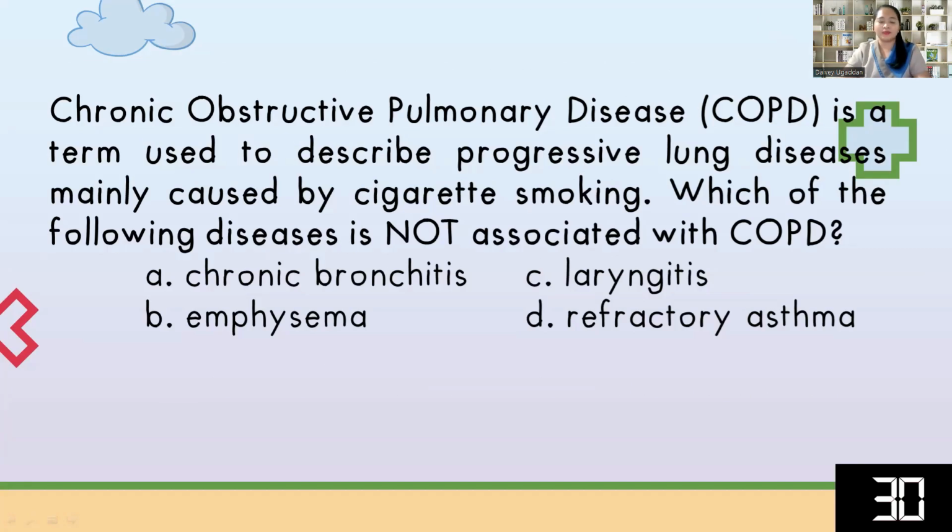Question number 18. Chronic obstructive pulmonary disease, or COPD, is a term used to describe progressive lung diseases mainly caused by cigarette smoking. Which of the following diseases is not associated with COPD? A. Chronic bronchitis, B. Emphysema, C. Laryngitis, or D. Refractory asthma. Please key in your answer in the comment section.